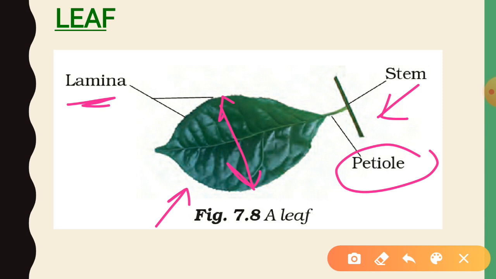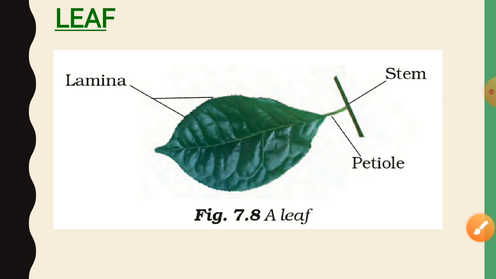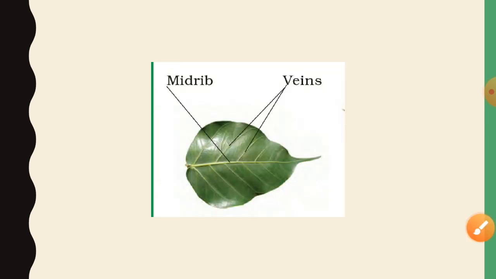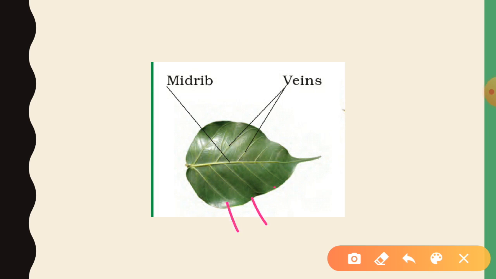Now let's understand more about the leaf. Here this is a picture of leaf. Okay, observe the lines on the leaf. These lines which you can see, they are called the veins, and a prominent line in the middle which you can see here, this is called midrib. So students, the design made by the veins in a leaf is called leaf venation. Okay, so here you can see these are the leaf venation.